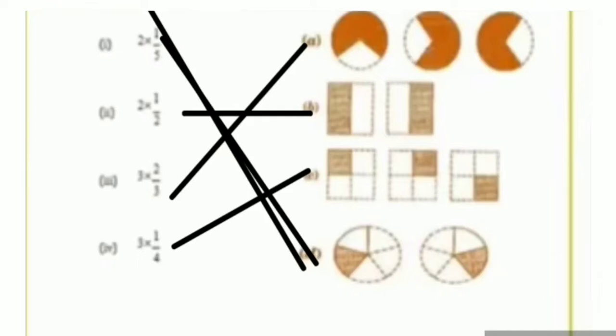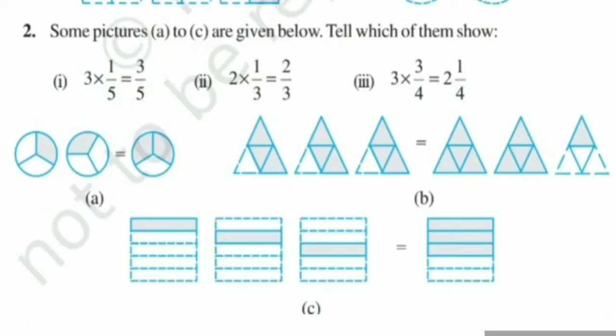Third is 3 into 2 by 3. It means the total 3 pictures and total parts should be 3, and out of 3, 2 parts should be shaded. So which one? Answer number 1 means A. There are 3 pictures and in each picture there are 3 parts, and out of 3 the 2 are shaded. See the last one, 3 into 1 by 4. So total 3 pictures and total number of parts are 4, and out of 4 one should be shaded. So answer is C. So scholars, this second one try to do yourself.